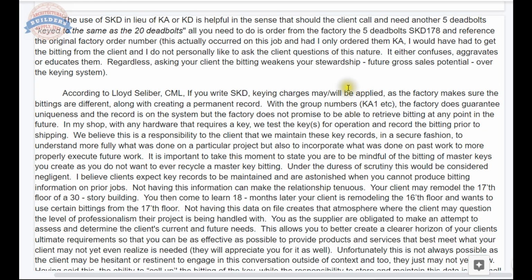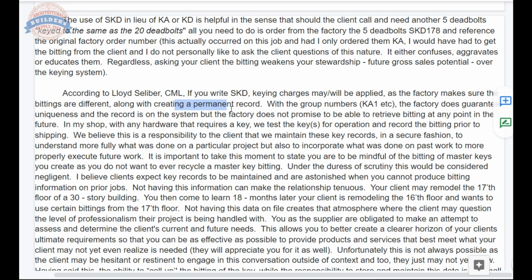But also, they're going to create a permanent record. And that's crucial because, from my perspective, if it's a keyed cylinder where we are verifying the key works the cylinder, we're also recording the bidding as a service to the client. We're recording that keying bidding so that if the client calls in the future and says, hey, I need another lock keyed to my key, you can pull that record up.